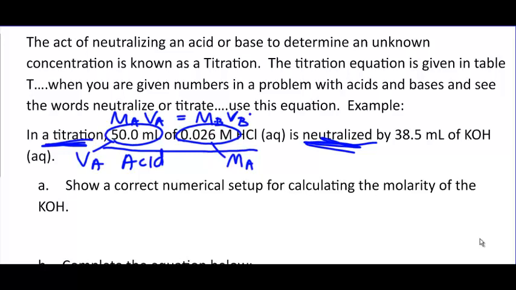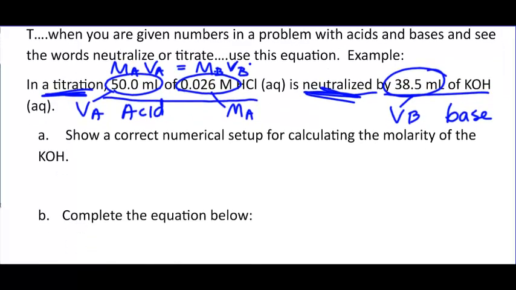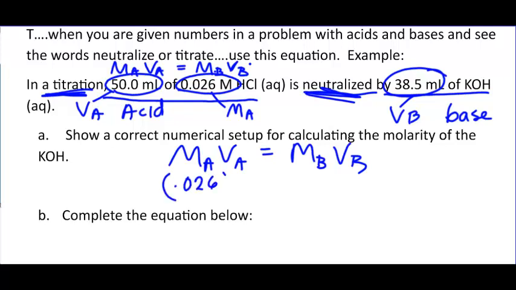Neutralized by 38.5 mL of KOH. What's this guy? Base. So this 38.5 mL of it is Vb. Show a correct numerical setup for calculating the molarity of KOH. I saw titration, I saw neutralization. I'm going to write down my equation and plug in. Because when they say setup, that's all you have to do. Set it up. You don't even have to solve for X. So Ma is 0.026. Va is 50. Mb, don't know. Vb, 38.5. Done. That's all you got to do.